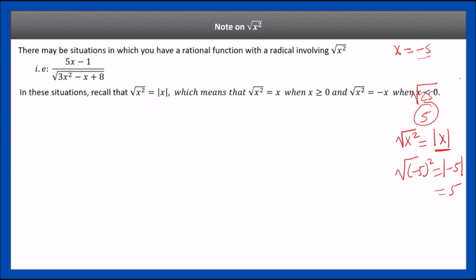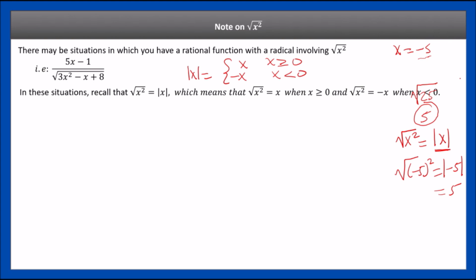So, like I said earlier, in these situations, we're going to say that it's equal to the absolute value of x. Which means that it's equal to x when x is positive, but it's negative x when x is negative. So remember that the definition of absolute value of x is that it's equal to x when x is positive or 0, and it's equal to negative x when x is negative.